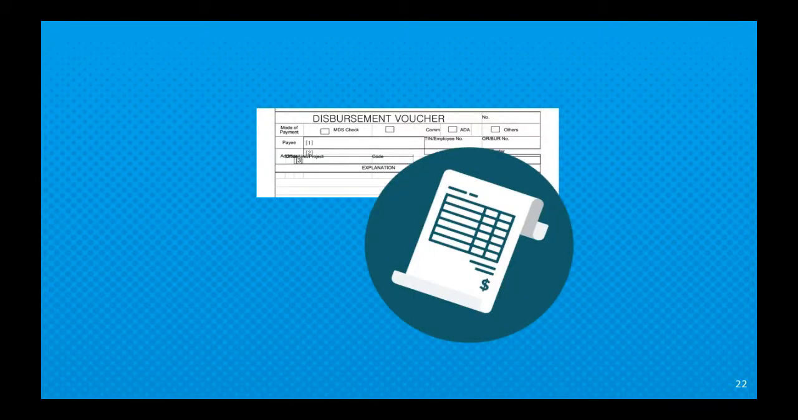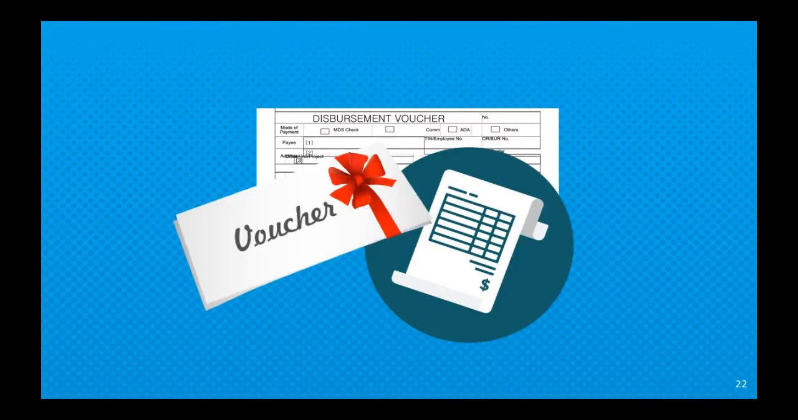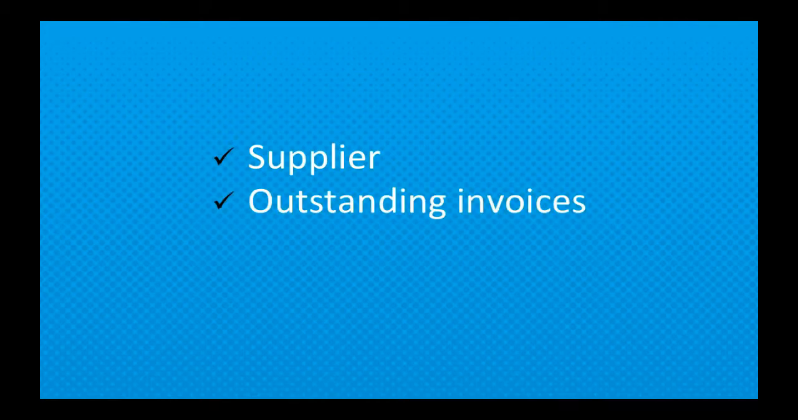For the voucher system, there is an additional document called a disbursement voucher. This is created when a supplier invoice is approved. The disbursement voucher identifies the supplier, lists the outstanding invoices and indicates the net amount to be paid.